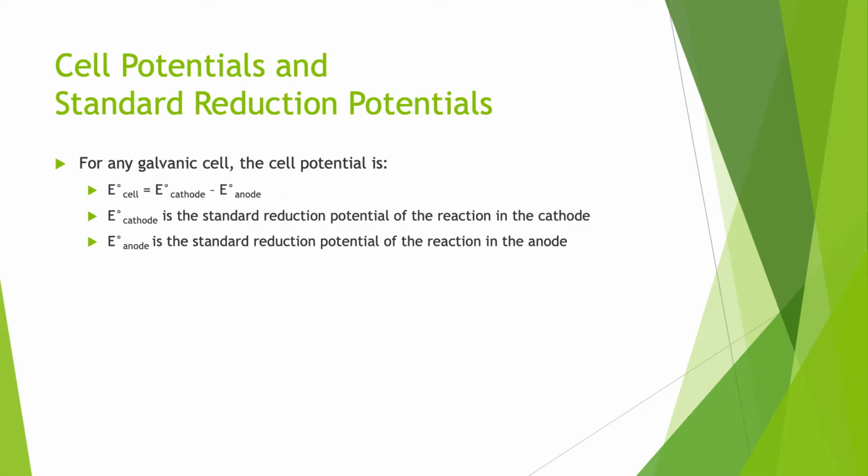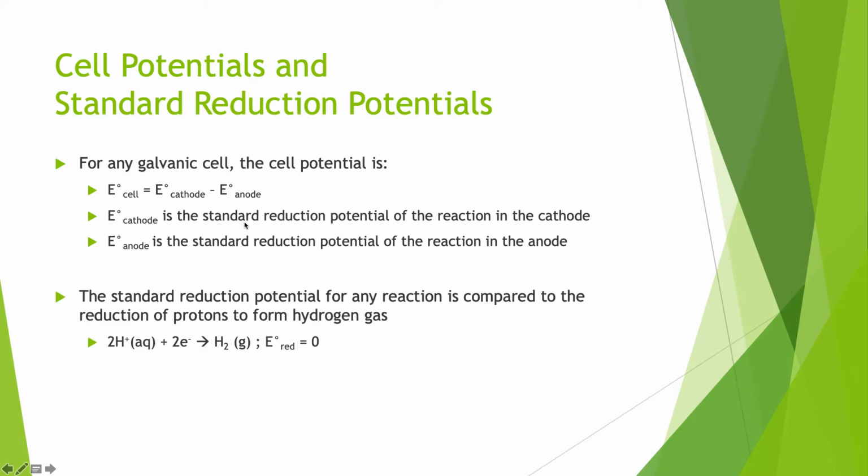Now, when we talk about this idea of cell potentials, so when we're trying to figure out, for instance, how much energy we can actually get out of our cell, if we want it to be able to do work, a lot of times what we'll measure is what we call a cell potential. We use a unit of volts to measure that. And the way we typically calculate cell potential is simply by taking the standard reduction potential of the cathode minus the standard reduction potential of the reaction happening in the anode.